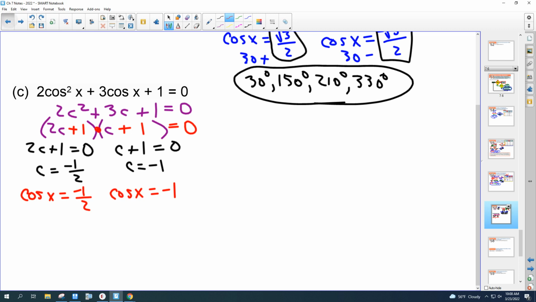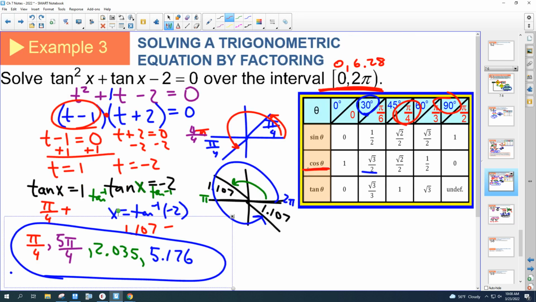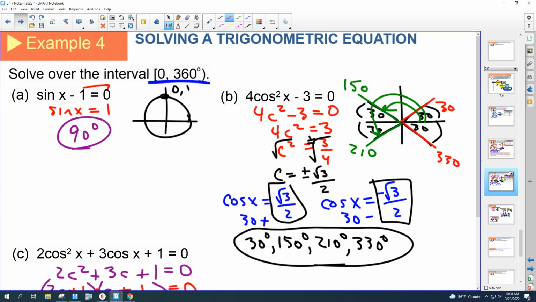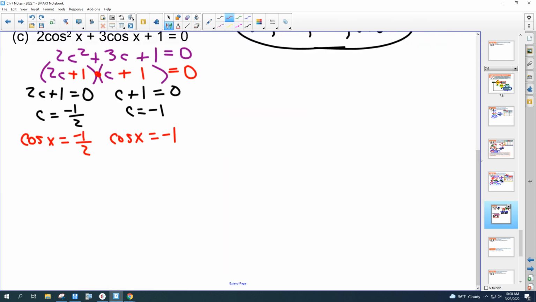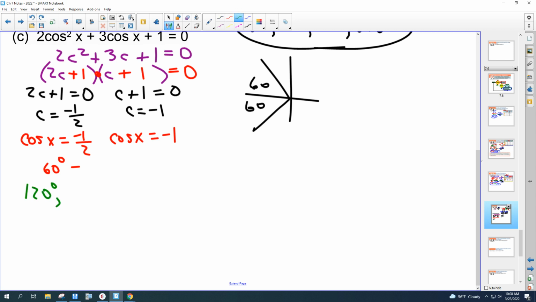So, chart. Cosine, right here, we're looking at 60 degrees. That is a 60-degree reference angle where cosine is negative. 60 degrees where cosine is negative. 60 before 180 is 120. 60 after 180 is 240.